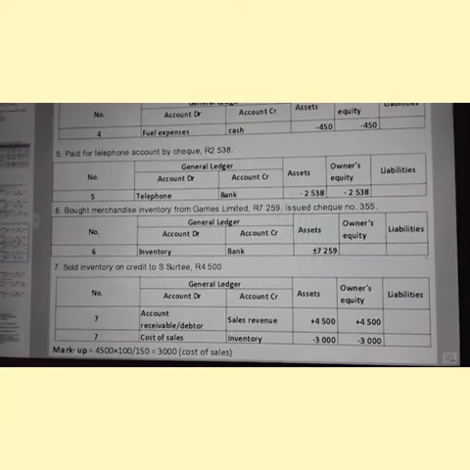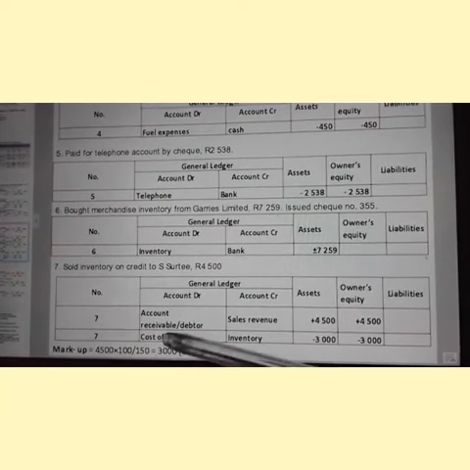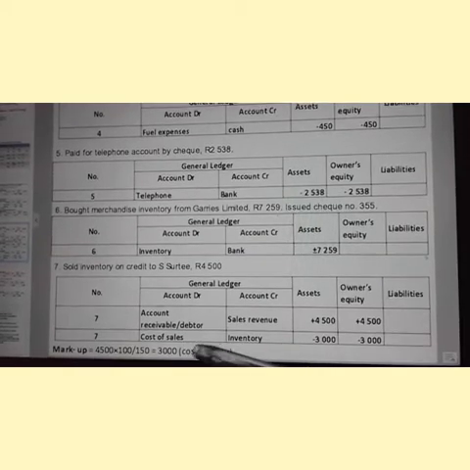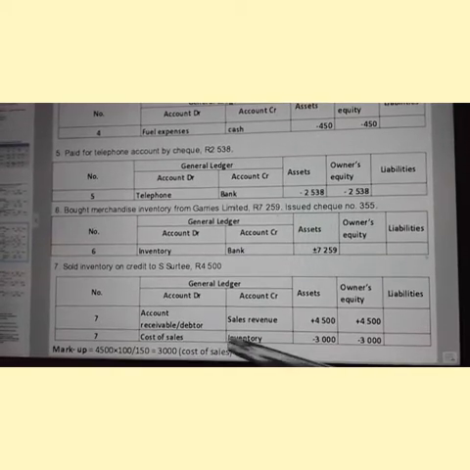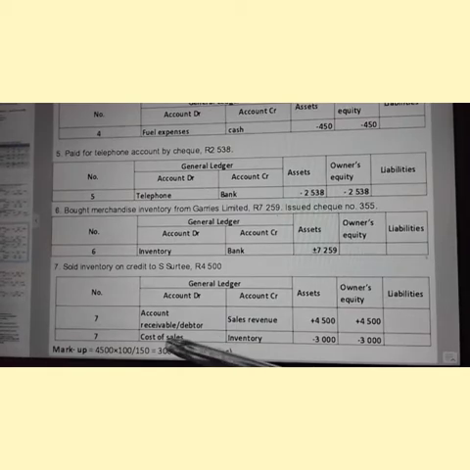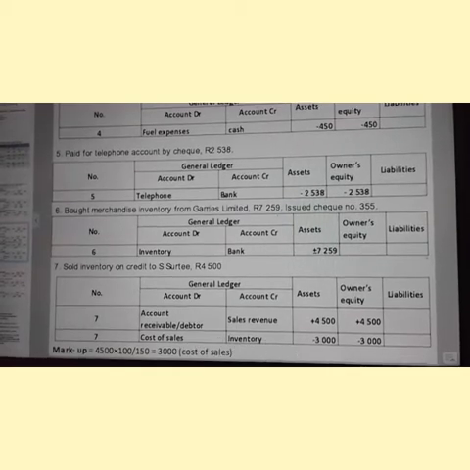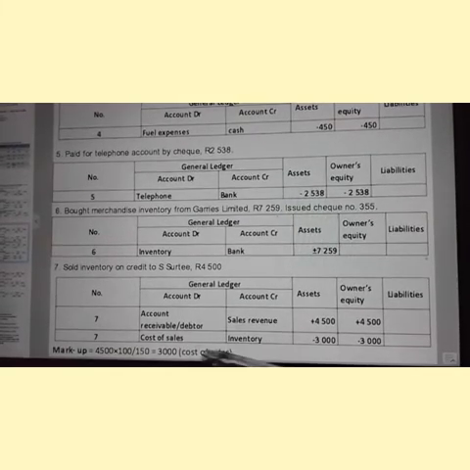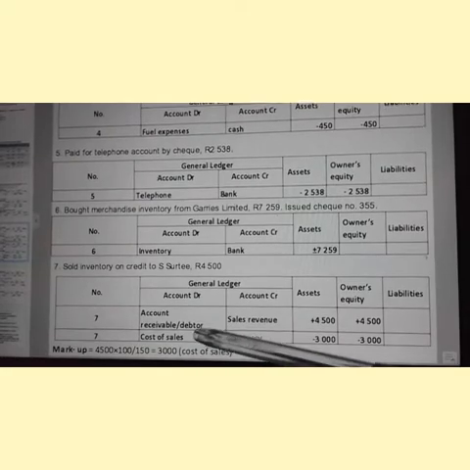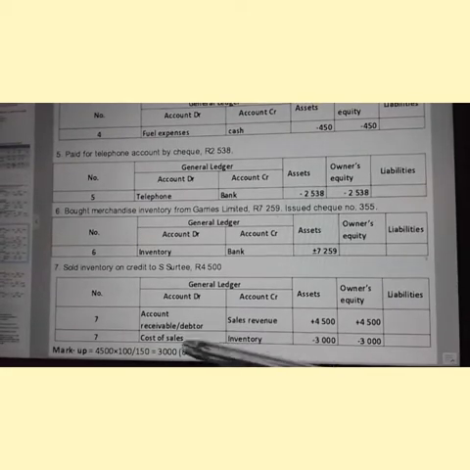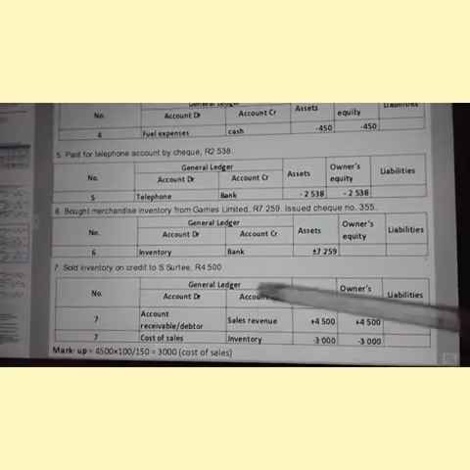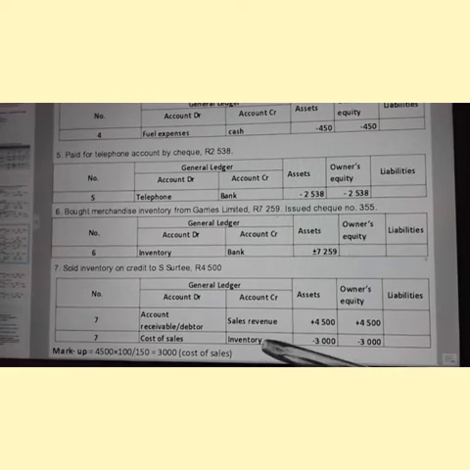So this type of transaction creates an account called the cost of sale, and it's an expense. So the other two accounts we have are cost of sale and inventory, because we sold inventory. The account to be debited is cost of sale, which is an expense, and the account to be credited is inventory.